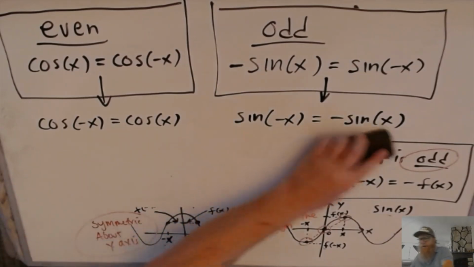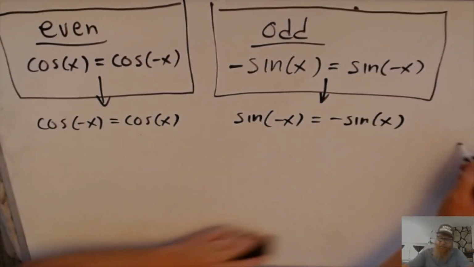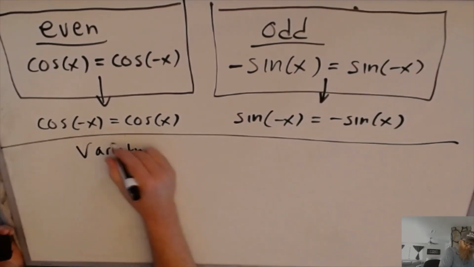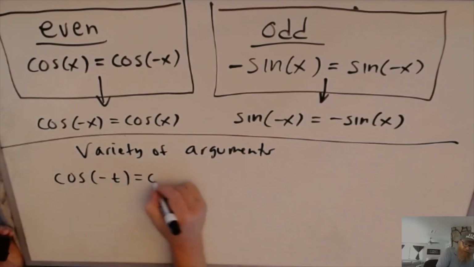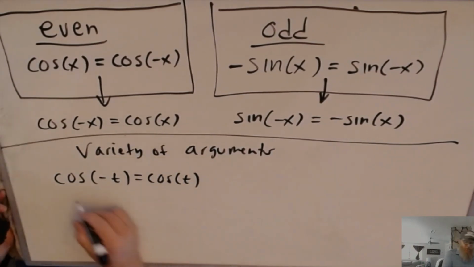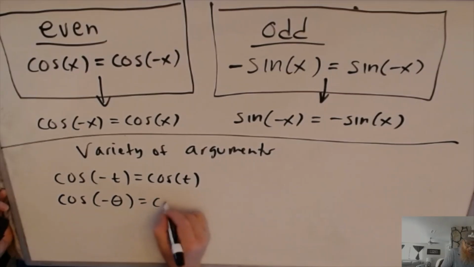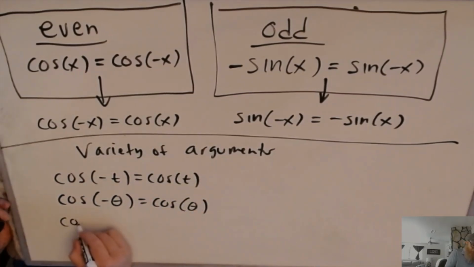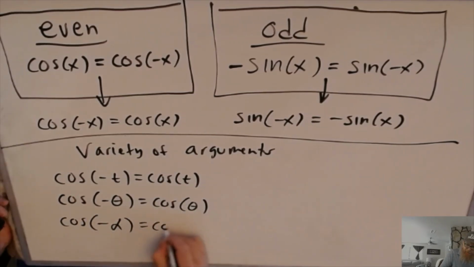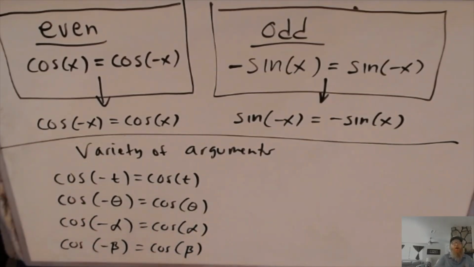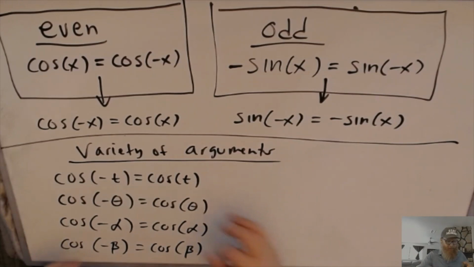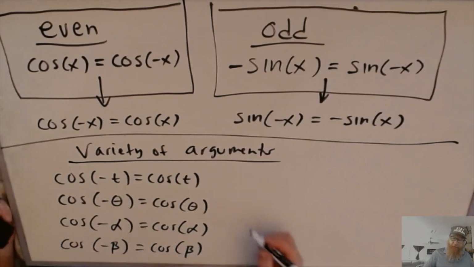We also can use other arguments. You could use t, theta, alpha or beta, and the list goes on and on. There are lots of different arguments that you can use for a function. You can even plug in a specific angle.